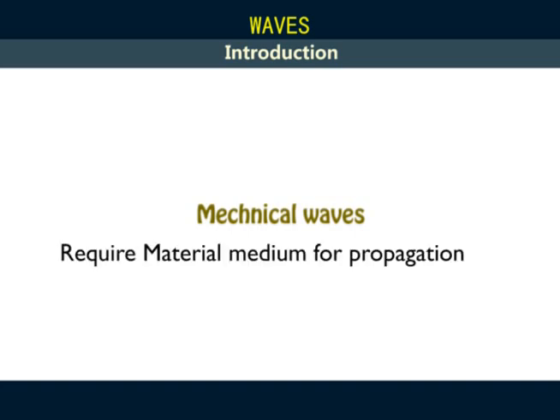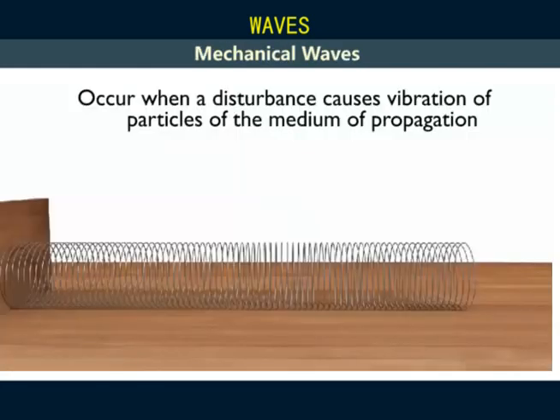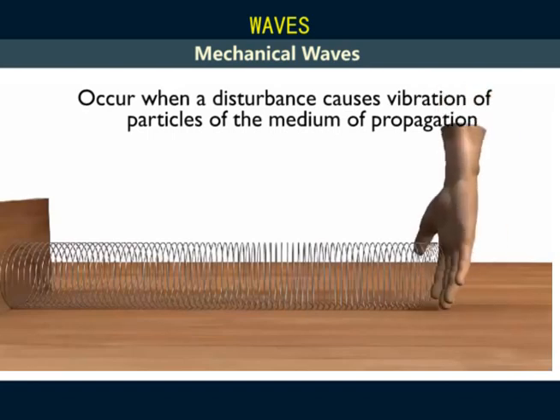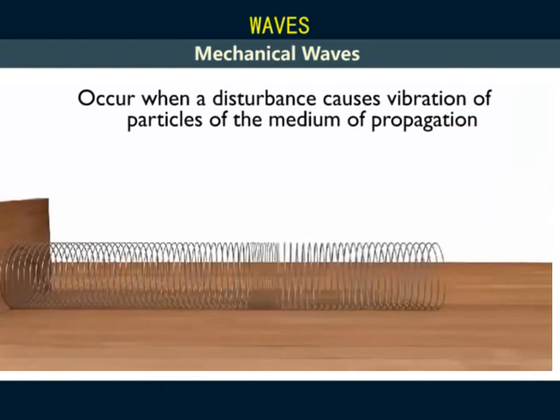Mechanical waves require a material medium for propagation, either solid, liquid, or gaseous media like air. They cannot propagate through a vacuum. Water waves, sound waves, and seismic waves are mechanical waves. Mechanical waves occur when a disturbance causes vibration of particles of the medium of propagation. For example, when a slinky spring is fixed on one end and a disturbance is created on the free end, we observe a disturbance carried to the fixed end of the slinky.